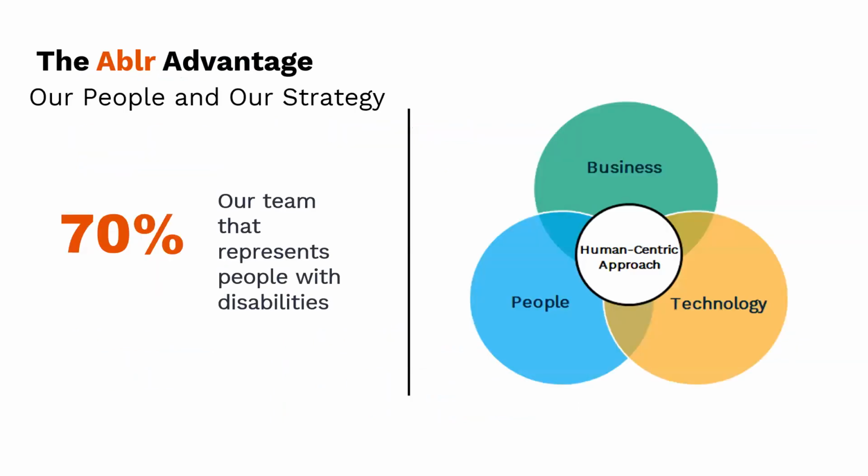So the Abeler advantage, we always say, and again, this is not by any means a sales opportunity. We just want to give you a little bit of insight into who we are. We employ... 70% of our team has a disability, whether it's macular degeneration, cataracts, you name it. We have all different. We even have cognitive impairments and auditory impairments on our team.